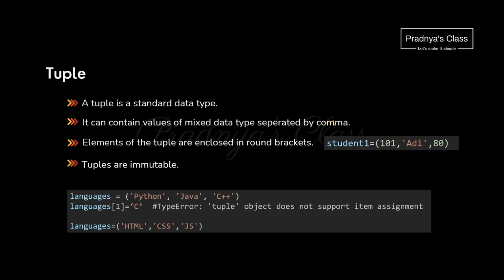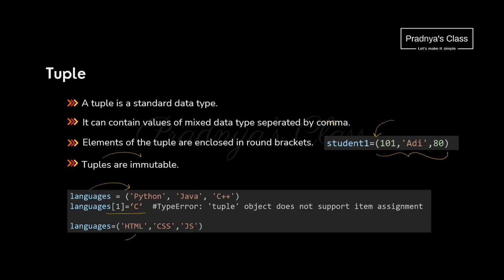Tuple is another data type similar to list because it provides a collection of mixed elements which are separated by comma. But in tuple, the elements are enclosed in a parenthesis. There is one more difference. List is mutable whereas tuple is immutable. You cannot change the content in place. Look at this statement. We are trying to change the individual element of the tuple, then you will get type error.